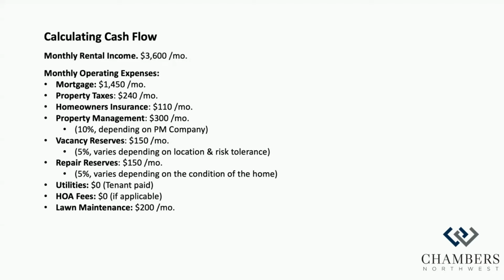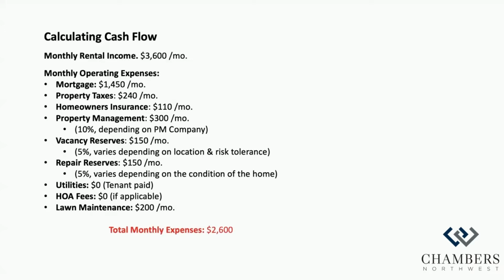Repair reserves is money that you set aside in case something happens, like the fridge breaks down, you need a new stove, the furnace needs to be repaired, whatever that is. And this varies largely on the condition of the home as well as your risk tolerance. And then there's other items to consider, such as utilities, HOA, and lawn maintenance that may or may not be applicable to any given property. Now, when I add up all of these expenses, they total $2,600.